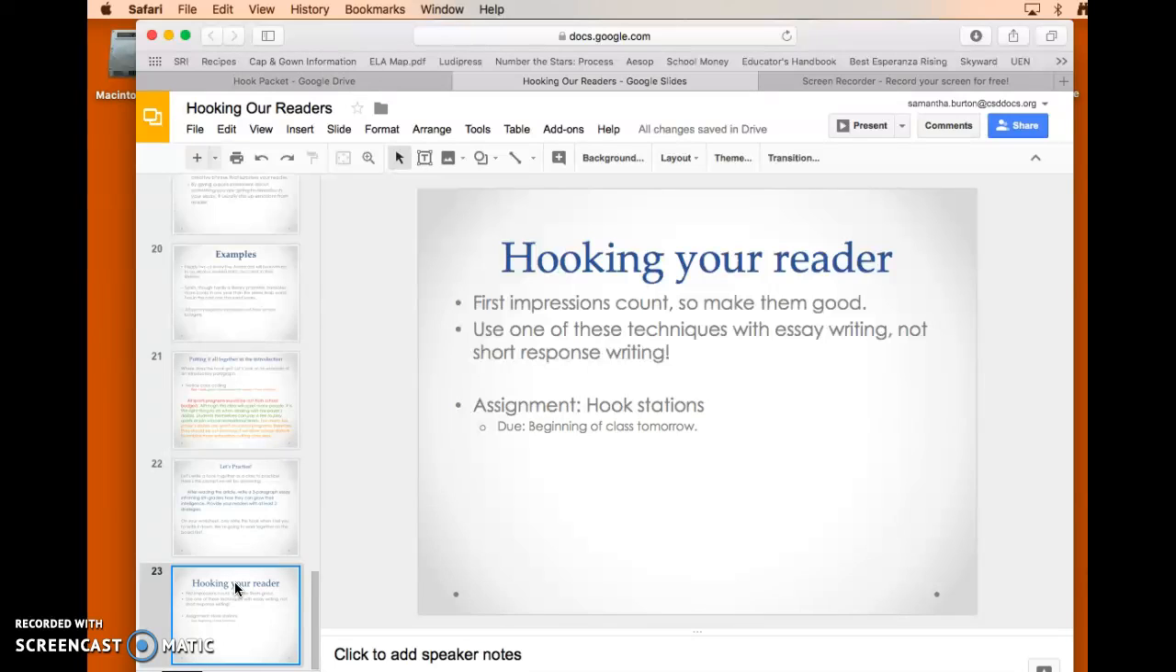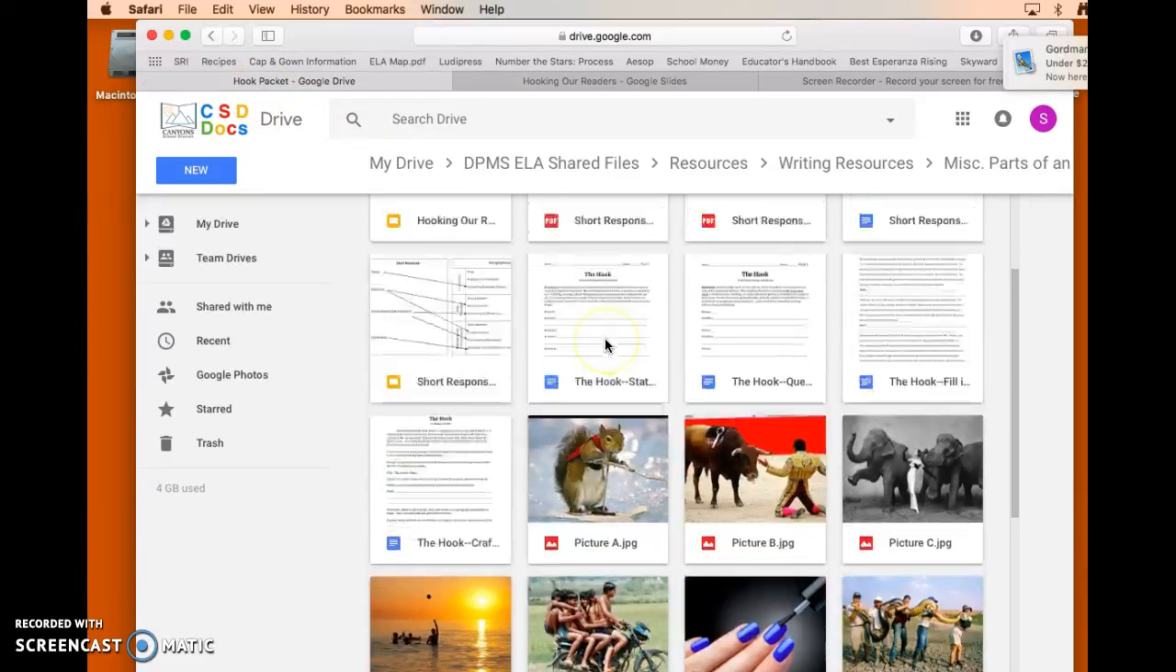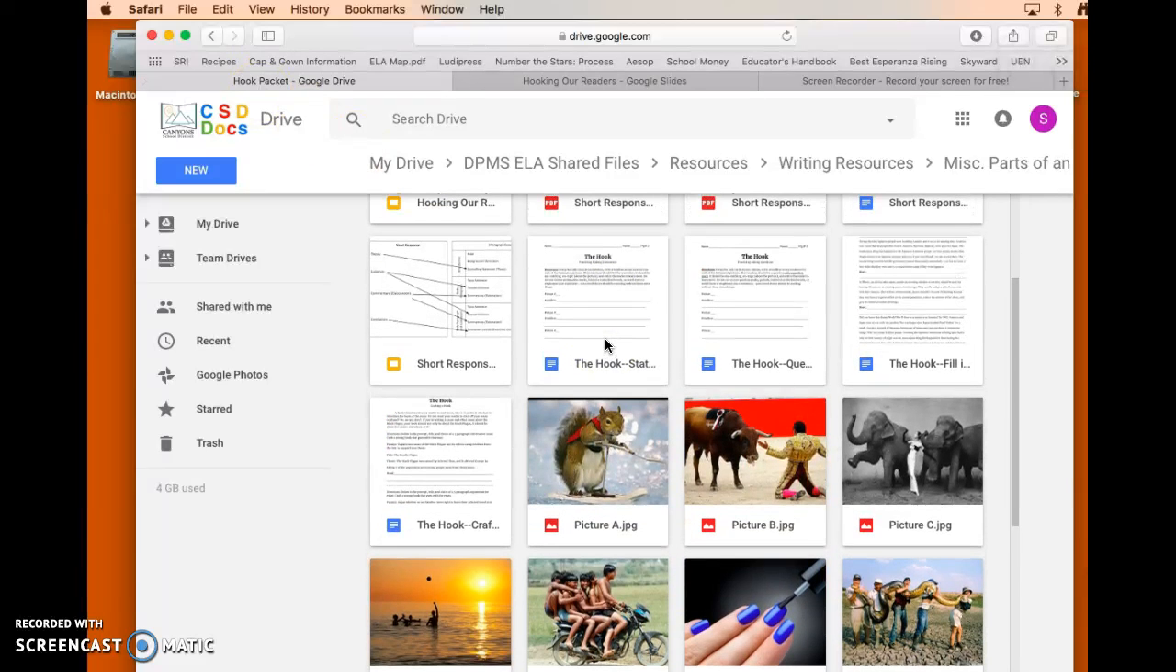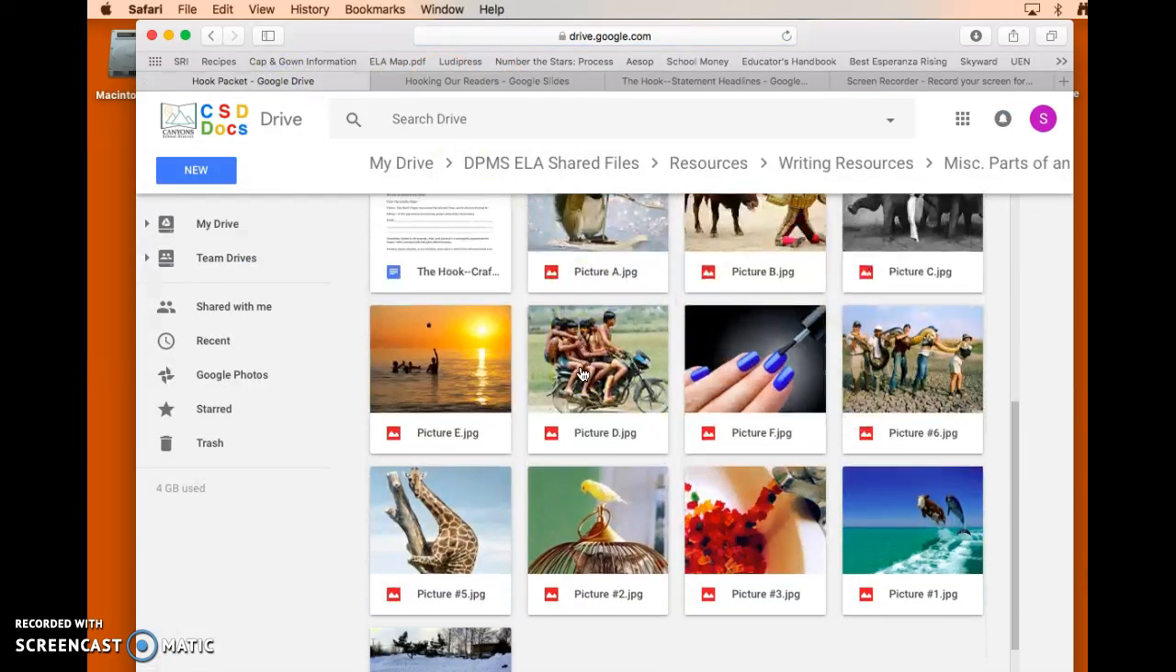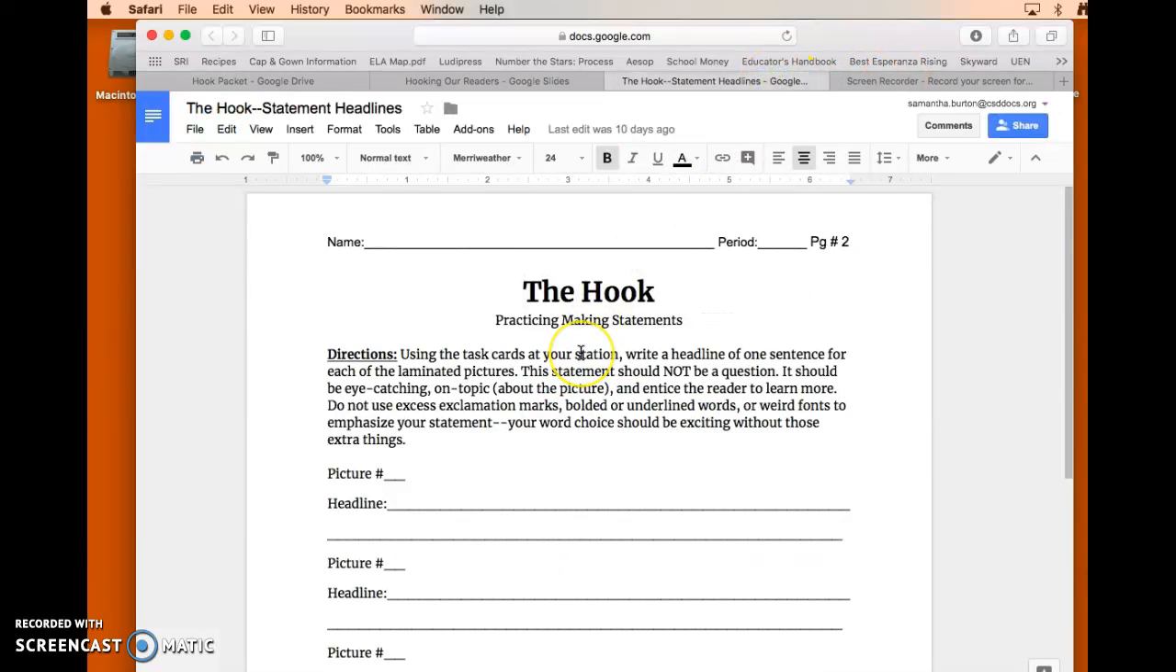Okay? So the rest of class, you guys are going to work on your hook stations. There's 4 pages. I have signs around the room. The subs should have put them up for you. But what they look like is simply working on hooking with bold statements. Okay? And those are going to include pictures. There's pictures that look like this, okay, at one of the stations, and you were practicing making bold statements. They're not questions, they're bold statements.